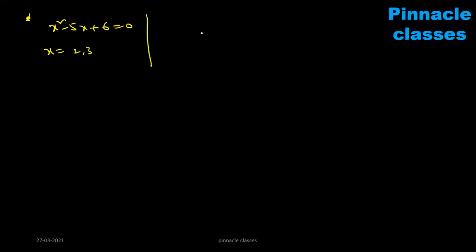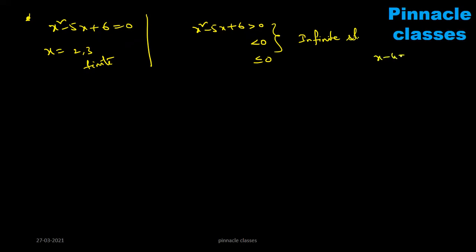But the same question, if I ask x square minus 5x plus 6 greater than 0, or less than 0, less than or equal to 0, how many solutions are possible here? There are infinite solutions. Similarly, x minus 4 is equal to 0 means x is equal to 4. Okay, fine. But the same question, x minus 4 less than 0, what is your answer? Infinite solutions. So now we are discussing inequalities. The concept here is inequalities.